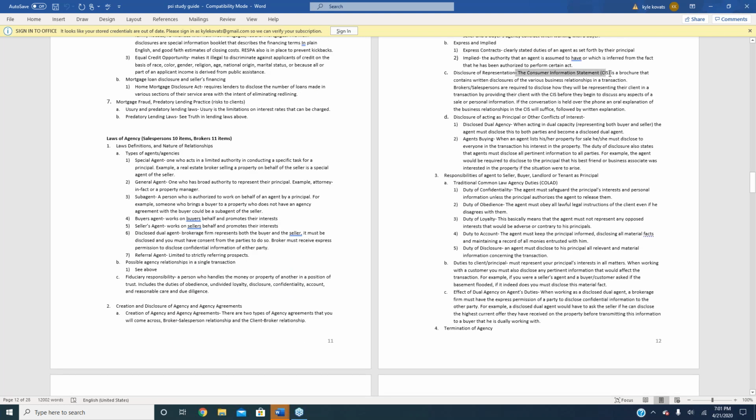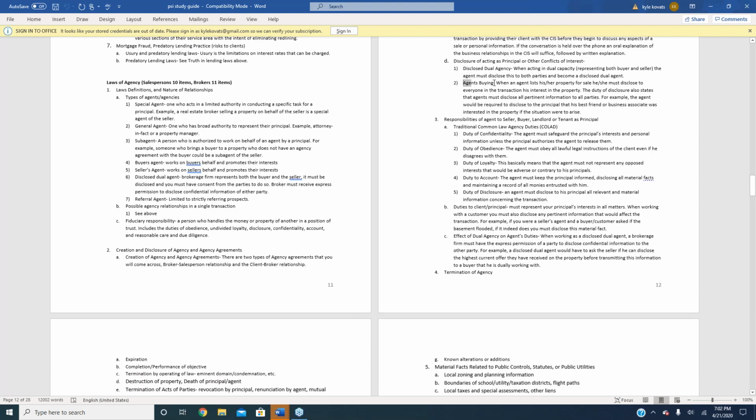Next here, the consumer information statement, in other words, the CIS. That is a document that you must give to a client before discussing their financial ability to buy or sell or their motivation for doing so. So before you discuss somebody's financial ability to buy or sell or their motivation for doing so, got to give them a copy of the CIS. This CIS here is basically a document that just discloses the various ways in which you could represent them. Talked about dual agency already. Agents buying, if you're representing yourself and buying a home, you just have to write that in the sales contract. That's all.